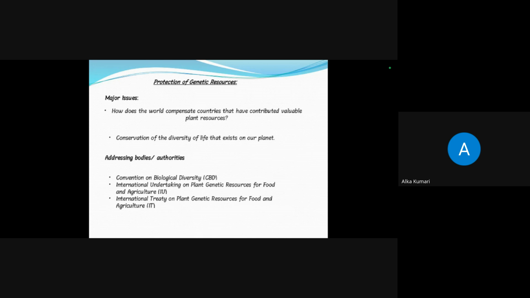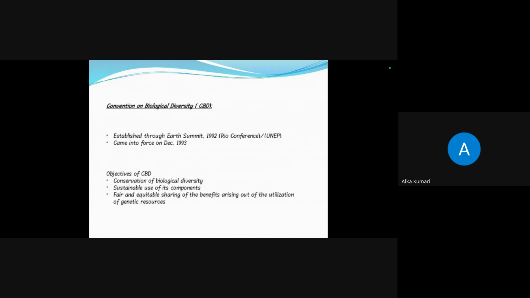So this is the CBD, Convention on Biological Diversity. The Convention on Biological Diversity was established in 1992 at the Earth Summit, which was held in Rio de Janeiro, Brazil, famously known as the Rio Conference. It is also known as the United Nations Environment Programme. In this programme, the proposal for the establishment of the Convention on Biological Diversity was made. Based on that, it was established and came into force in December 1993.